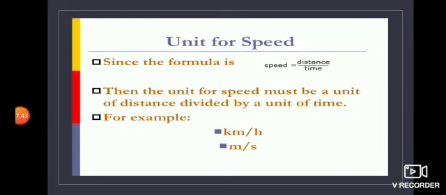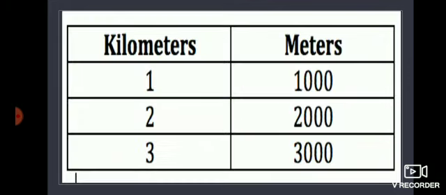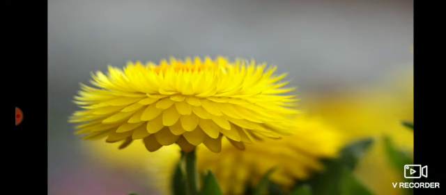Here again I repeat unit for speed. The formula of speed is distance by time. And the unit for speed must be a unit of distance divided by a unit of time. For example, kilometers per hour or meters per second. Next, 1 kilometer is 1000 meters, 2 kilometers is 2000 meters, and 3 kilometers is 3000 meters.